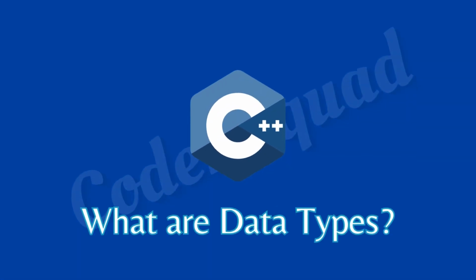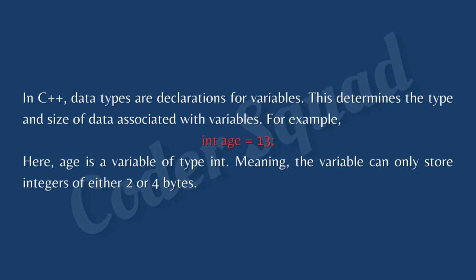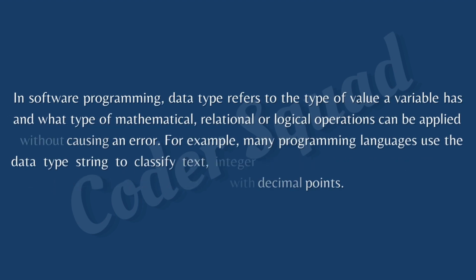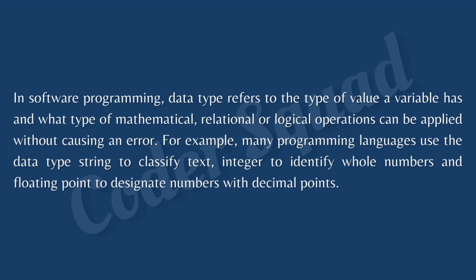At its core, a data type in C++ defines the type of data a variable can hold. It specifies the size and layout of the variable's memory, along with the range of values it can store. Think of it as the blueprint that guides how your program interprets and manipulates data.